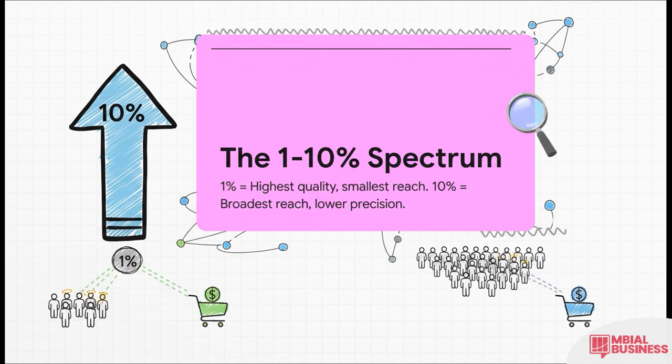So if you're launching a new premium product, you start with the 1% sniper rifle. If you're running a broad awareness campaign, maybe use the 5% shotgun.